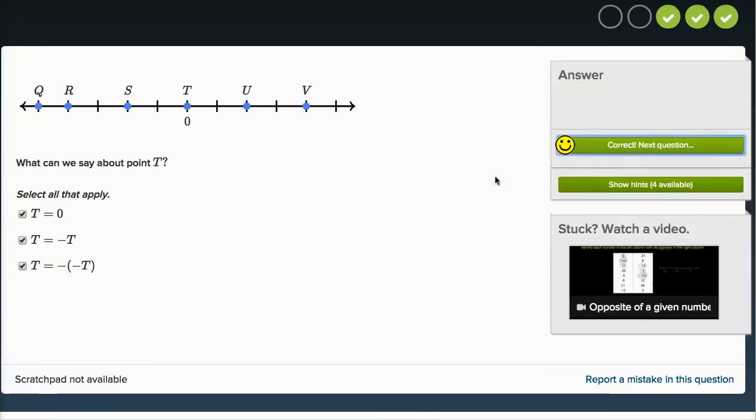So hopefully that gives you a little bit more practice with number opposites and helps you digest things a little bit more.